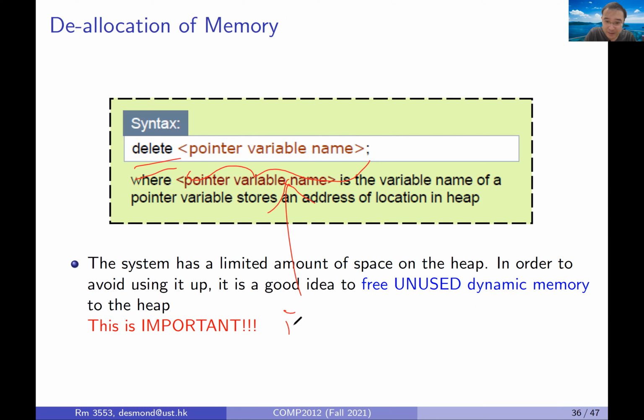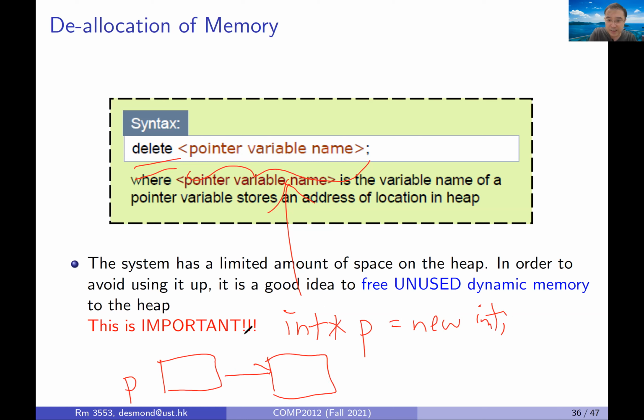Okay, example, int star p equal new int, right? So picture, p, poor guy here. I know your address now. Okay, now, I don't need it. I don't need the poor guy. Okay, then I put delete. What should I put here? You need to put the guy who knows the address of the poor guy. Who knows the address of the poor guy? P, of course. So delete p, semicolon.